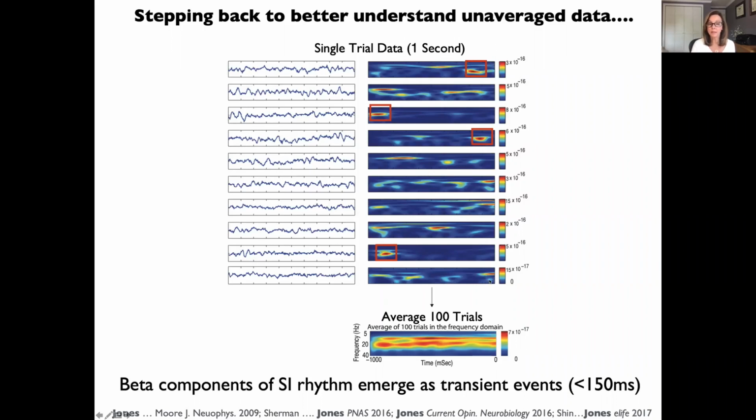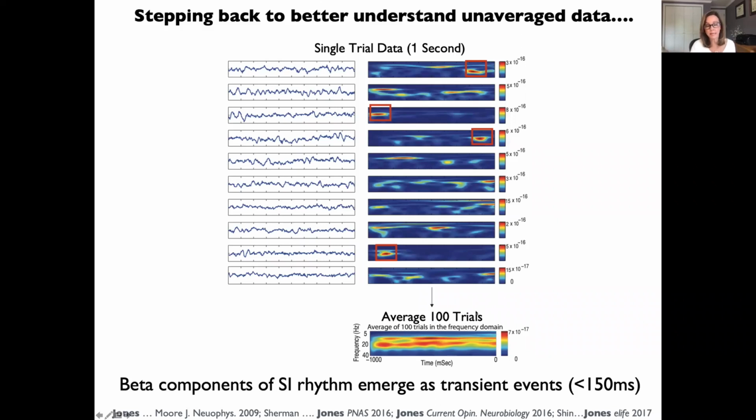Now, because in the frequency domain these signals are always positive, when you average in the frequency domain, you get an accumulation without cancellation, and you get this continuous band of high power activity. And you might automatically think, oh yes, there's this continuous ongoing oscillation that's happening before we tap the finger, when in fact, at any moment in time, you either do or do not have one of these transient beta events.